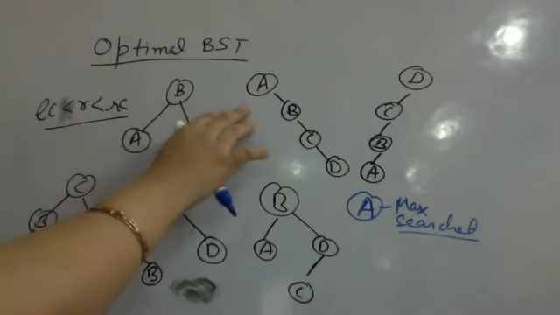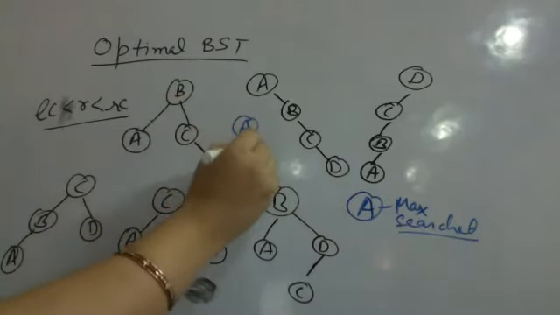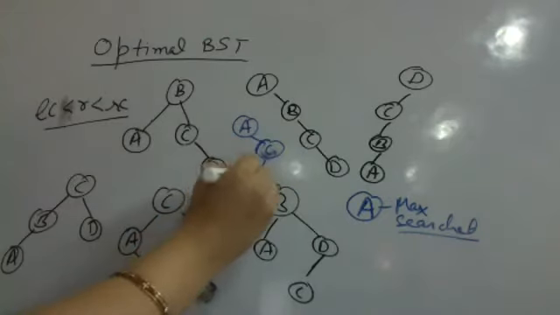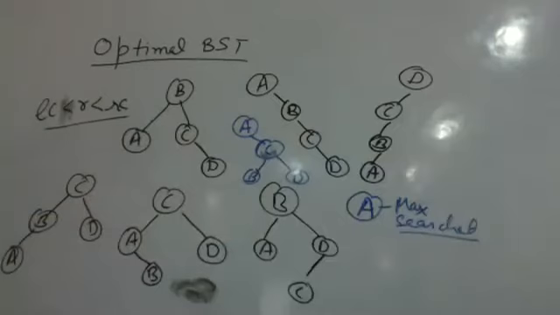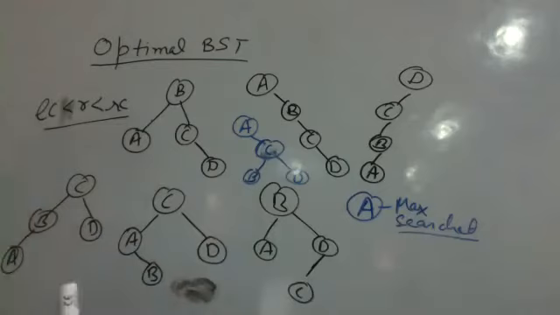Now, this is not the only possibility with A as root. A is root. It is still possible that C is the next child here and then we have B and D. There are still more possible options. So depending on the probability of all the keys, we try to arrange the keys in the binary search tree such that the total cost of searching is minimized.